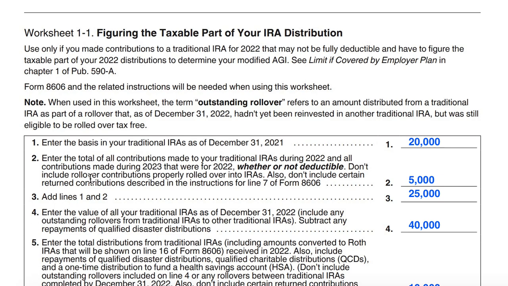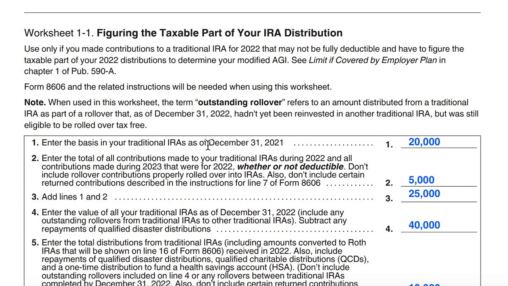So let's start at the top. Entering your basis in the traditional IRA as of December 31st, 2022, if this is for your 2023 tax year. You're taking the basis that was from last year's tax return. The instructions for determining your basis really have to do with the last time you filed IRS Form 8606, because it's on one of the lines from your prior year 8606 that you would put into this. This would be from the form instructions.